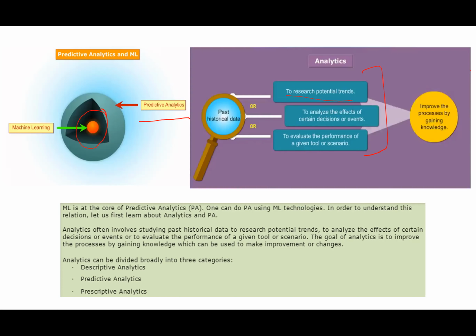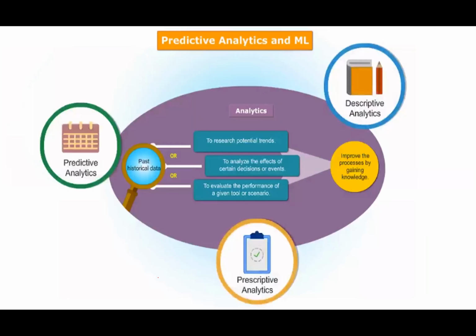There are three types of analytics: descriptive, predictive, and prescriptive. We will look at all of these. As the name says, they are very simple to understand, but they play a huge role when we do this in a company or a product, right?